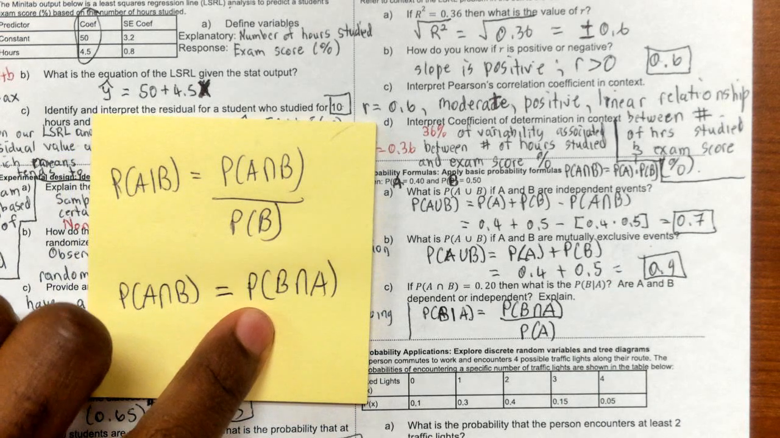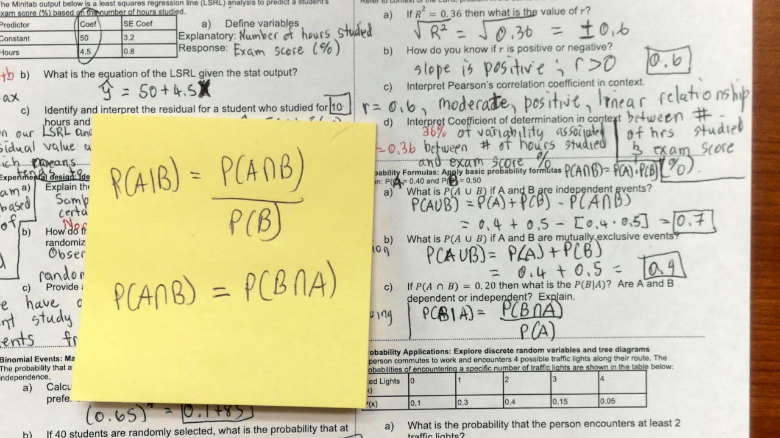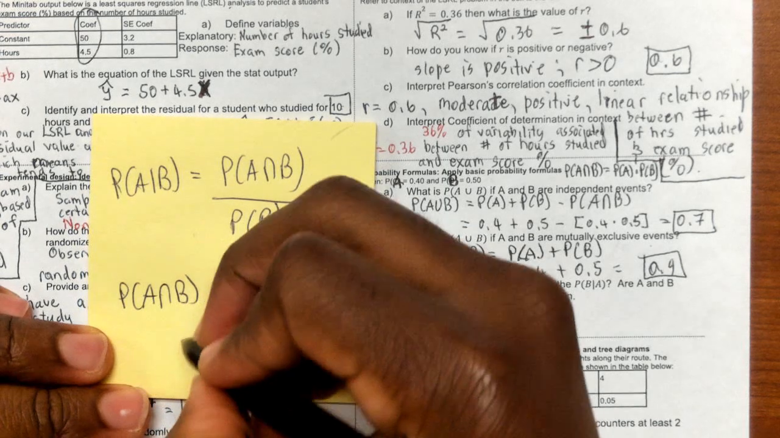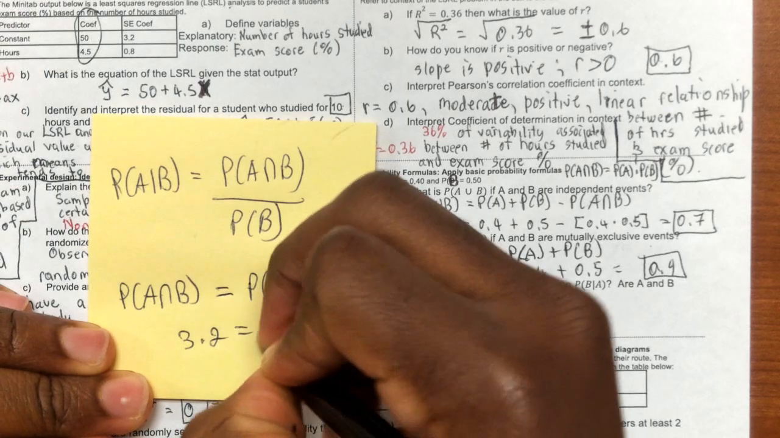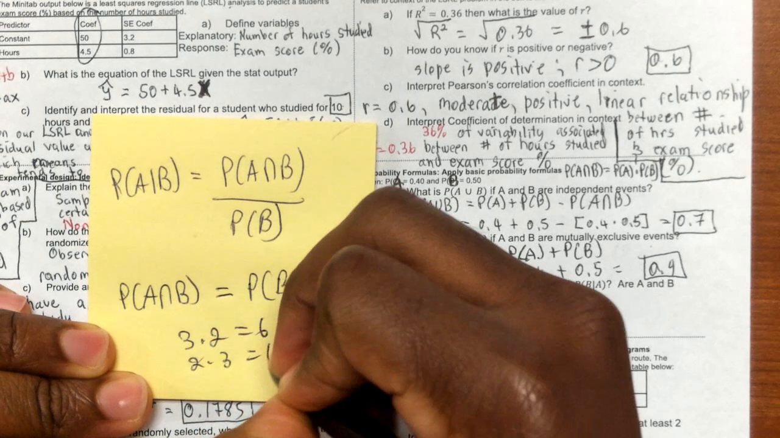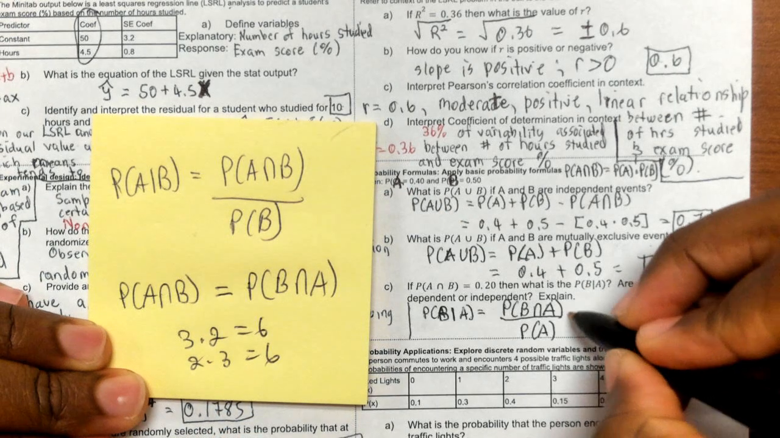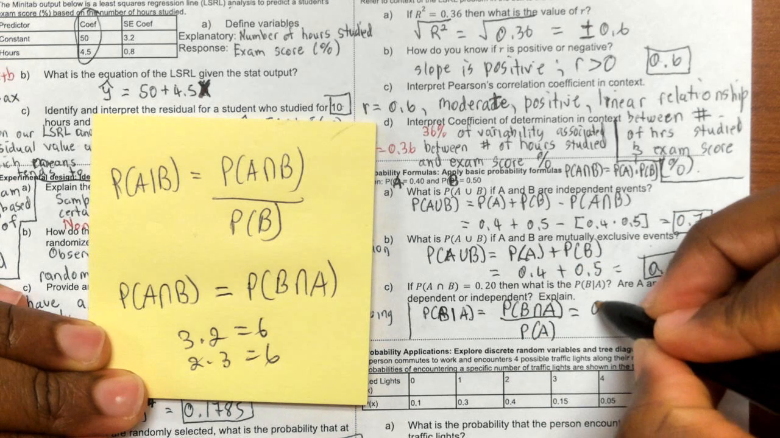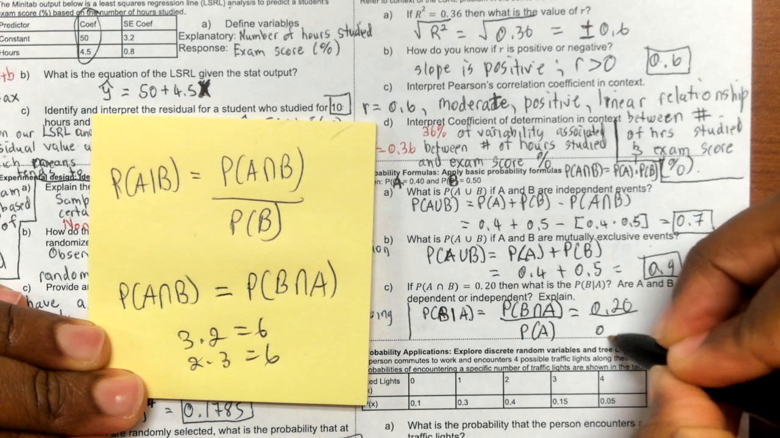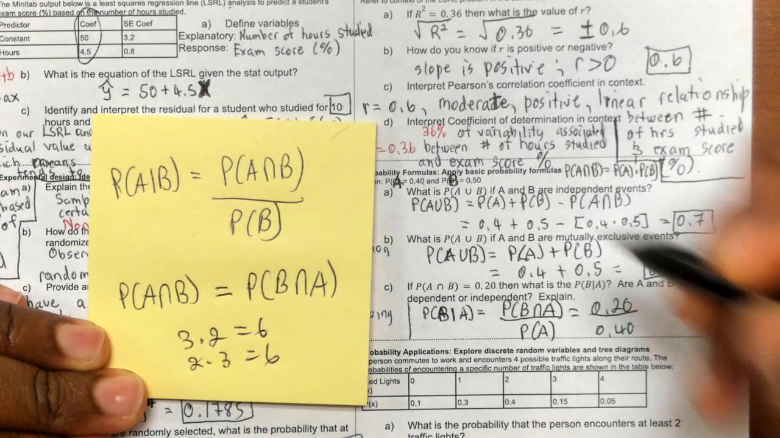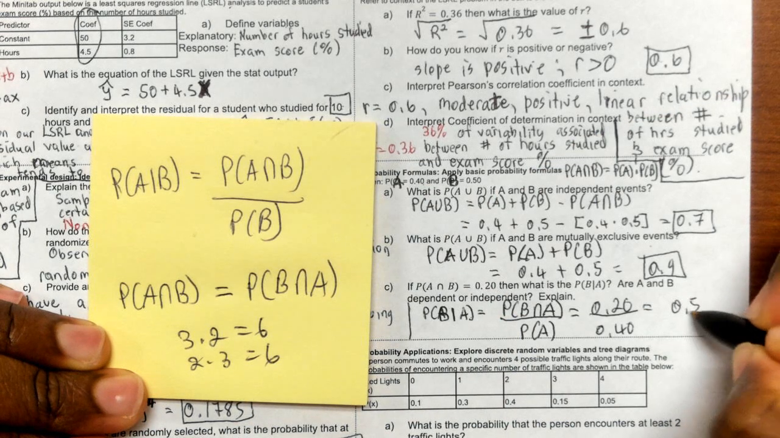However, these two are the same because multiplication is commutative, so if you switch the order of them, you get the same result. 3 times 2 is 6, the same way 2 times 3 is still 6, all right? So essentially, I can just substitute the same value right here, 0.2 divided by 0.4, because that's what A was, 0.4, and I'll get 0.5, okay?